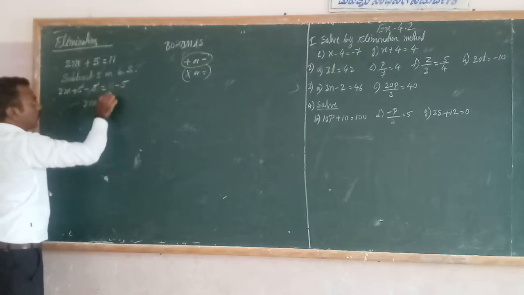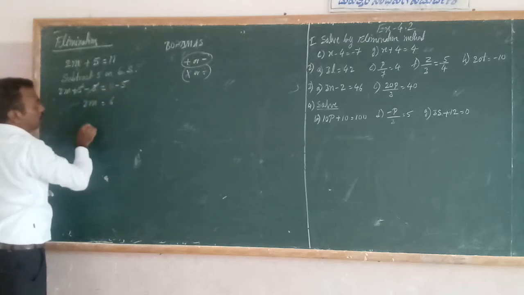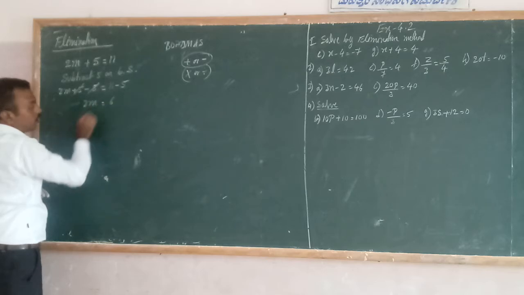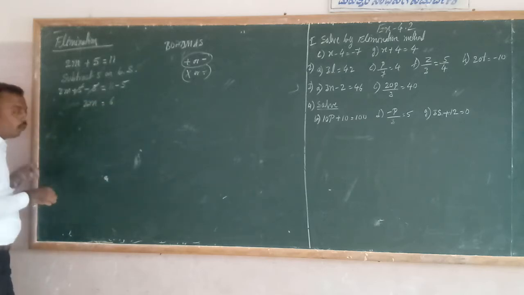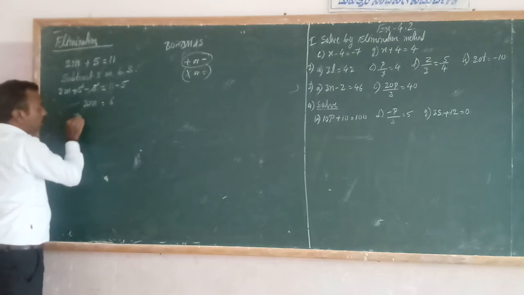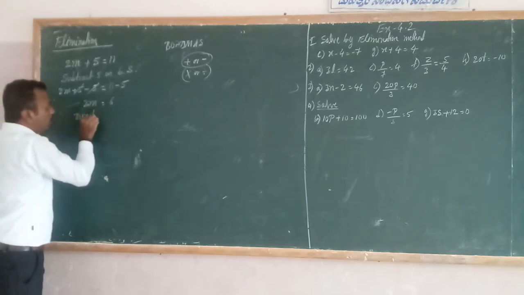2m is equal to 11 minus 5. It becomes 6. Now 2m is equal to 6. Between 2 and m, which sign is there? Into is there. So if it is into, we have to do divide. So divide. What do we have to divide?